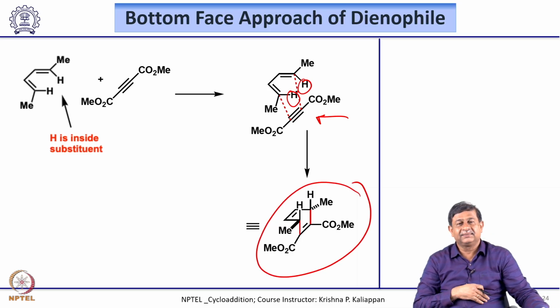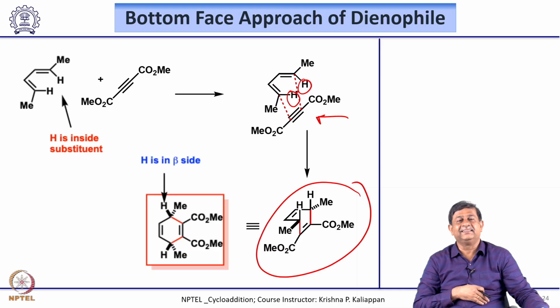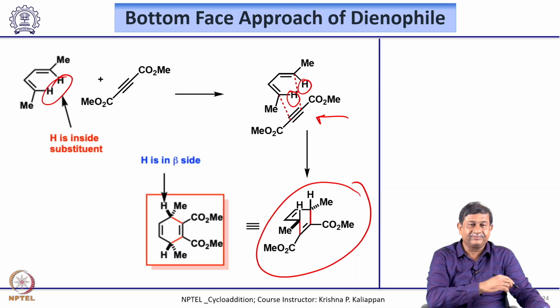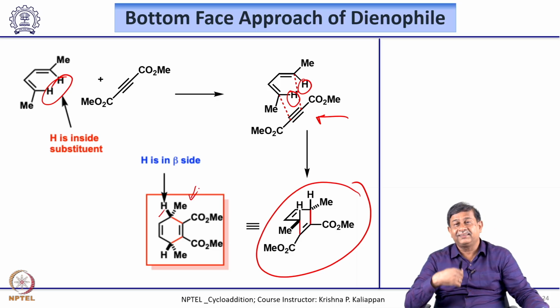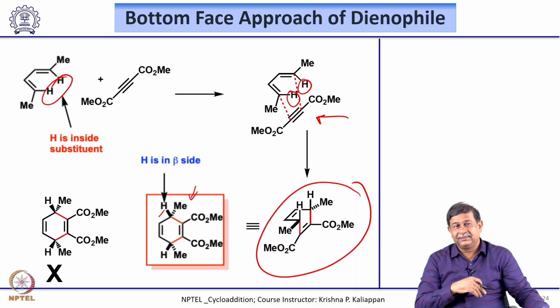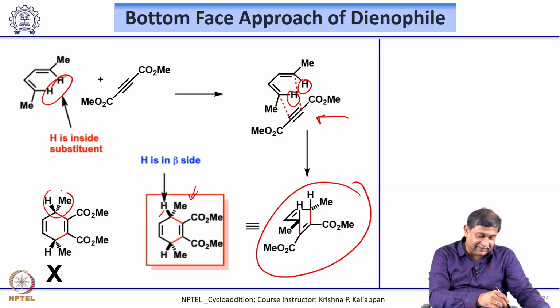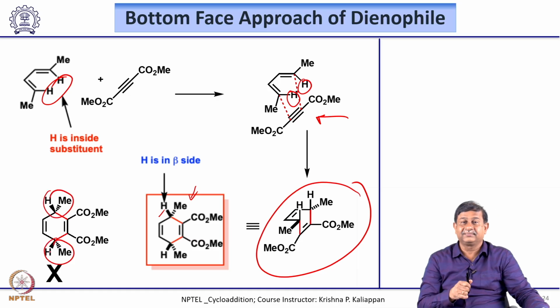The same thing, can it be redrawn like this? So now, as I explained, the inside substituent, the hydrogen, is beta, and the outside substituent is alpha, provided the dienophile approaches the diene from the bottom. And you should not write like this because this is not chiral. It's only relative configuration, so you should write with a straight bond.